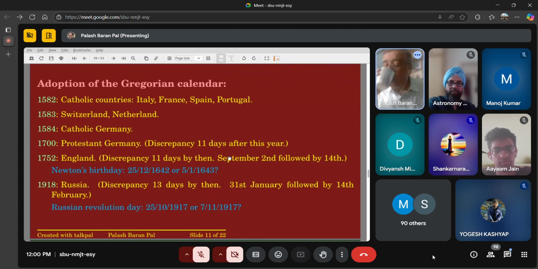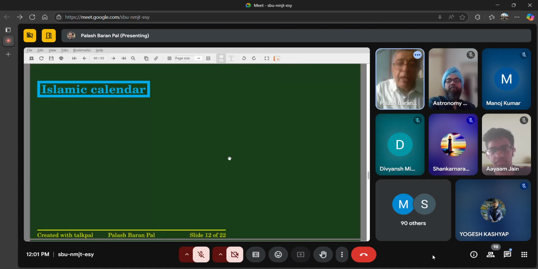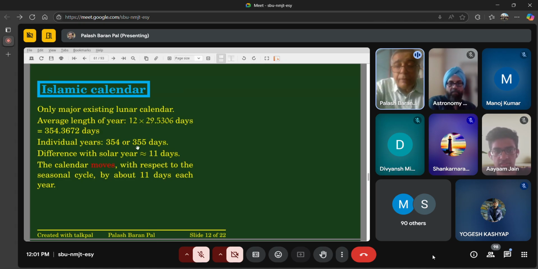Now with this, I will end my discussion on the Roman calendar and its modifications. I will next go to the Islamic calendar. And as I said, in the modern world, there is only one lunar calendar. That's the Islamic calendar. So how does it go? The average length of the year is just 12 synodic months, 29.5306 days each. That's 354.3672 days. So each individual year is either 354 or sometimes 355 days.